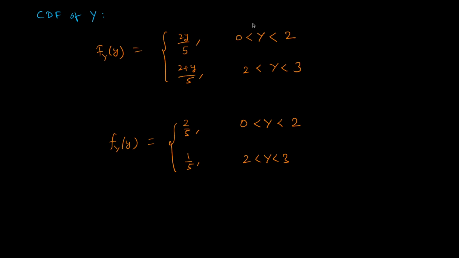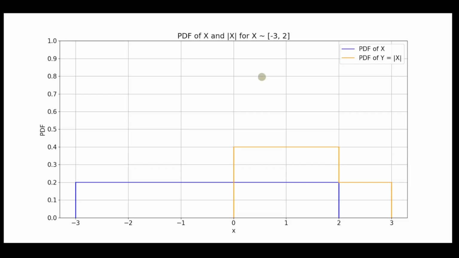So now let's have a look at the graphing of the PDF of x and y. Here you can see I have drawn the PDF of x and the PDF of mod of x. This blue one is the PDF of x, which was equal to 1 by 5, which is equal to 0.2. It falls in the range minus 3 to 2, and its value is 0.2, the same for the whole range. That's why it is a uniform random variable.